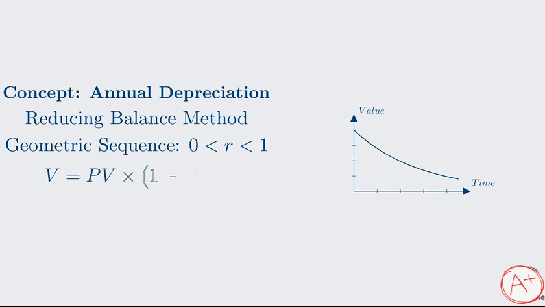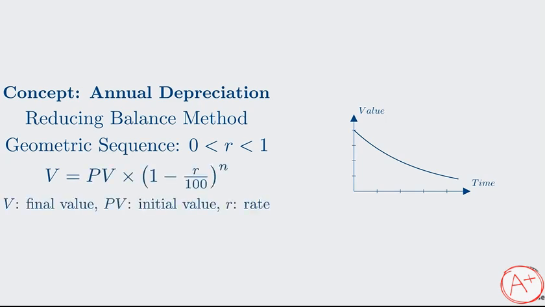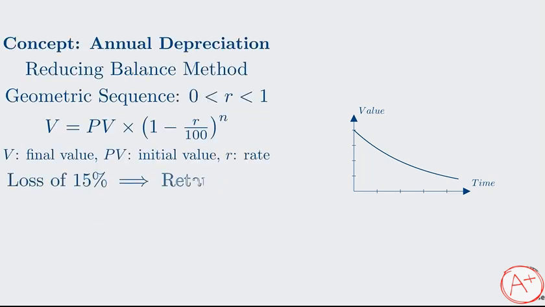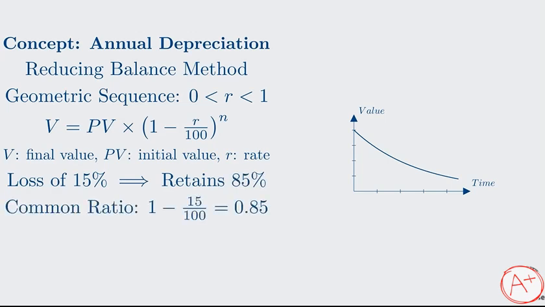The formula is very similar to compound interest, but we subtract the rate from 1. Here, V is the value after n years, PV is the initial value, and R is the annual rate of depreciation. Mathematically, if an asset loses 15% of its value, it retains 85%. Therefore, our common ratio would be 0.85. This explains why we subtract the rate divided by 100 from 1.